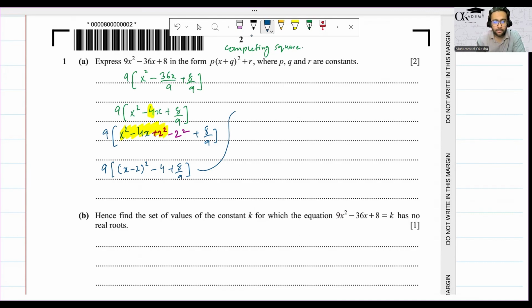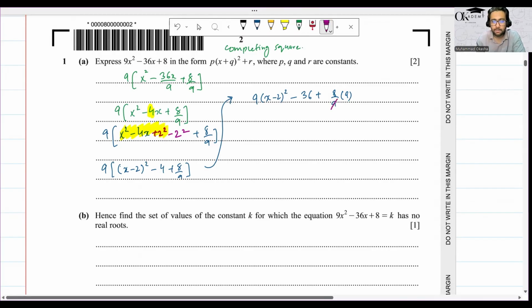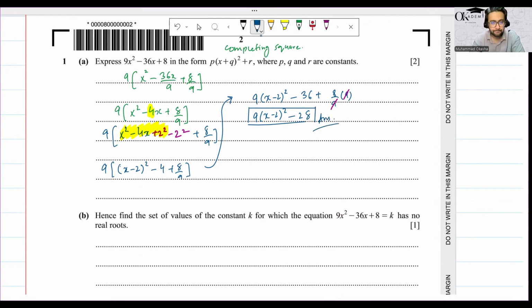I am now going to multiply this 9 inside the bracket, which is going to be 9 times x minus 2 whole squared minus 9 times 4, which is 36, plus I have 8 over 9. If I multiply it by 9, this 9 will cancel out, and I'll be left with 9 times x minus 2 whole squared, negative 36 plus 8, which is going to be negative 28. And that is my answer.